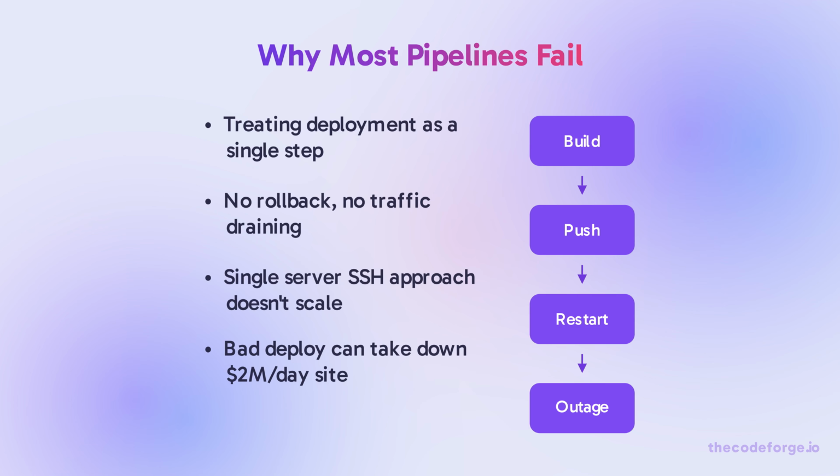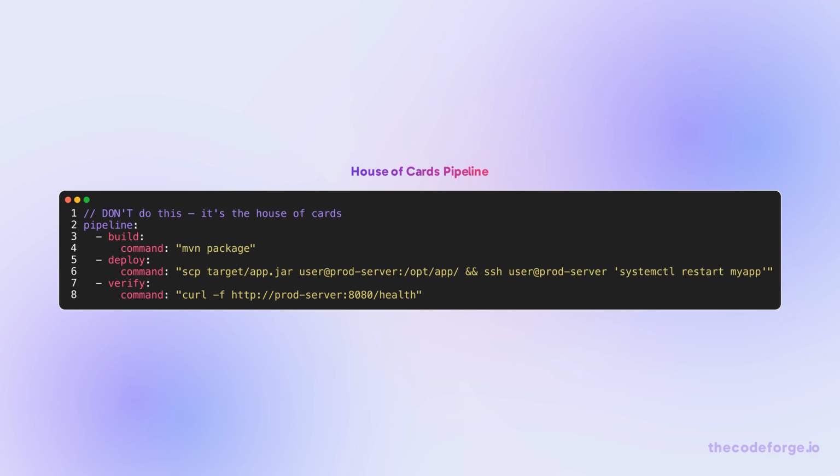Never deploy by SSHing into production and restarting services manually. This pipeline builds, copies the jar via SCP, restarts the service, and verifies with a curl. But it's a house of cards. Single server, no rollback, no traffic draining. If the new app has a memory leak, it crashes 5 minutes later with no automated rollback.